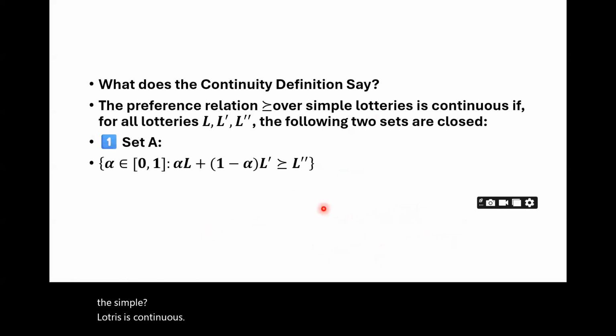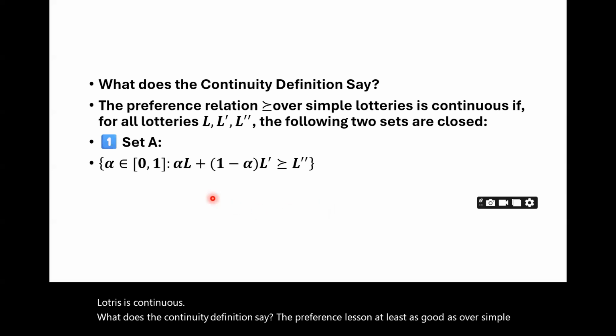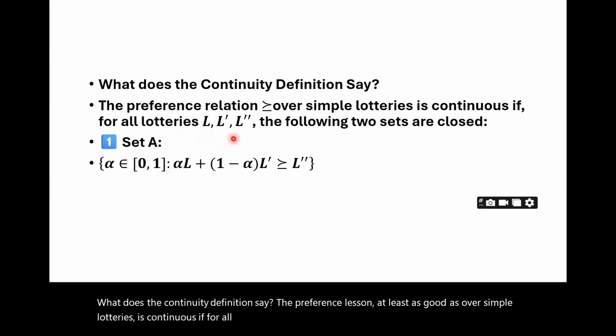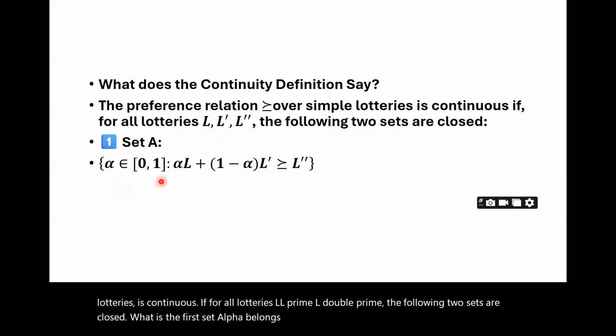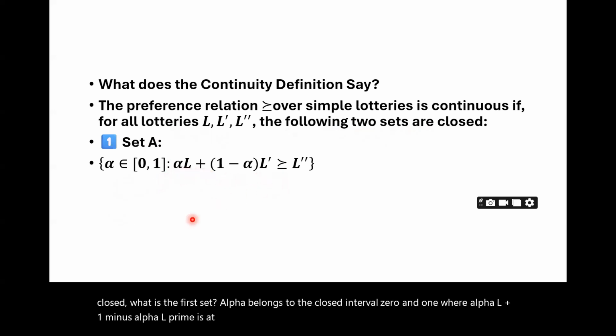What does the continuity definition say? The preference relation "at least as good as" over simple lotteries is continuous if for all lotteries L, L prime, L double prime, the following two sets are closed. What is the first set? Alpha belongs to the closed interval 0 to 1, where alpha L plus 1 minus alpha L prime is at least as good as L double prime. Here this symbol means at least as good as.